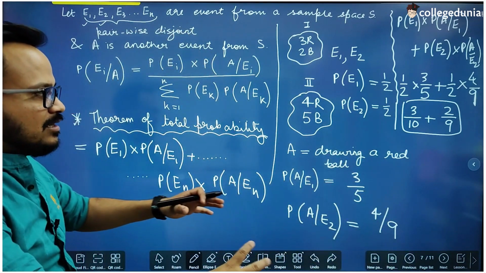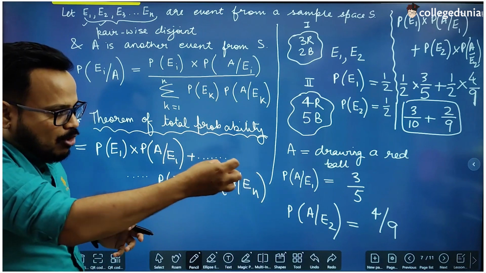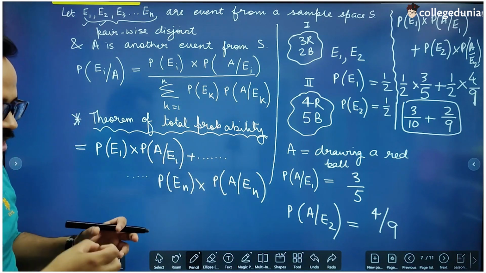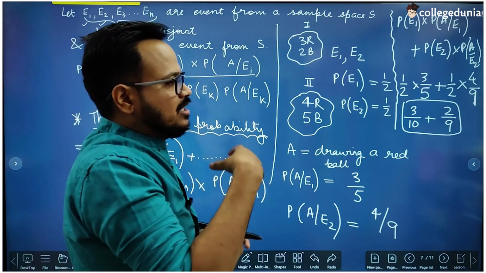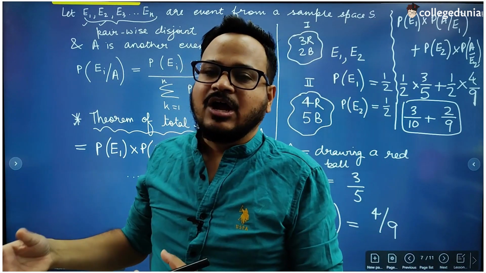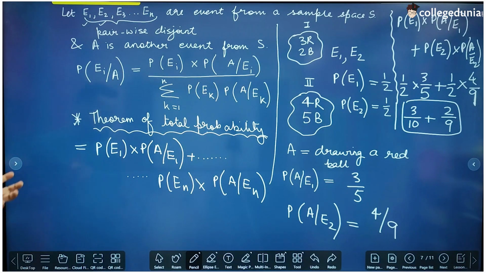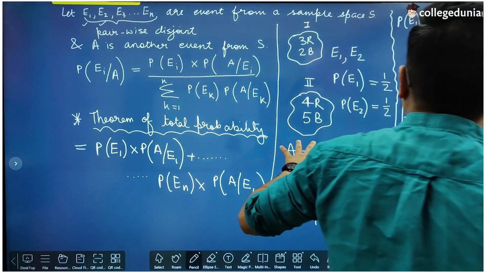It is given that the ball drawn is red. One bag is selected at random and a ball is drawn from the bag. It is given that the ball is red. What is the probability that it was drawn from bag 1? Such kind of question is going to come in Bayes theorem.